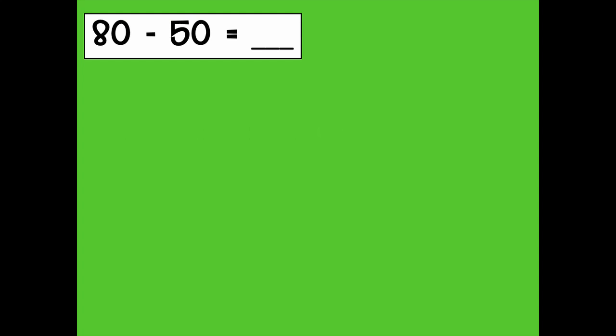All right, friends, here's our first problem. So we have 80 minus 50. Well, I could do a quick draw to be able to model this problem. So I could draw 8 tens. Okay, and I could take away 50. So that would be 5 tens. So let's subtract 5 tens. 1, 2, 3, 4, 5. Right? And how many tens am I left with there? 3 tens. What's the value of 3 tens? 30, because we just have to count by 10 3 times.